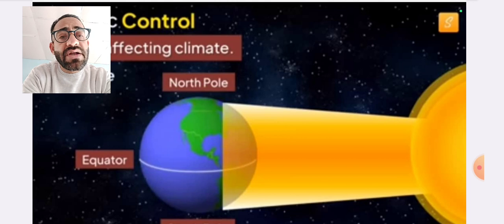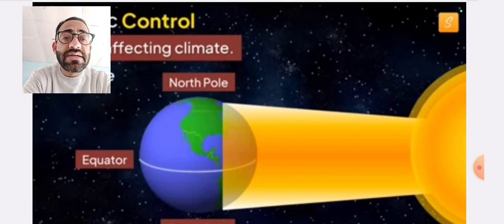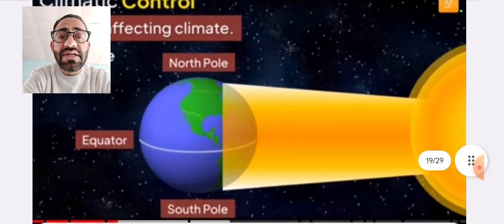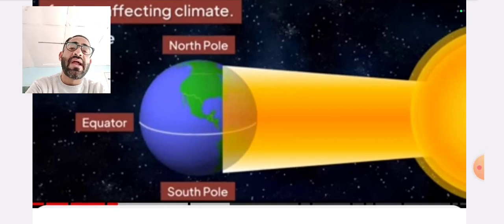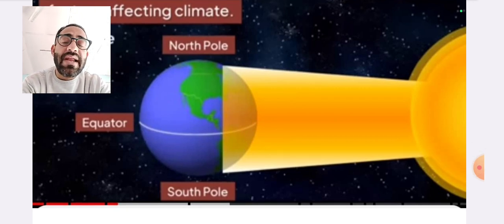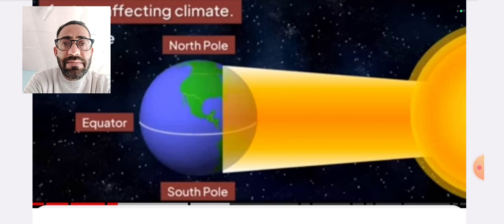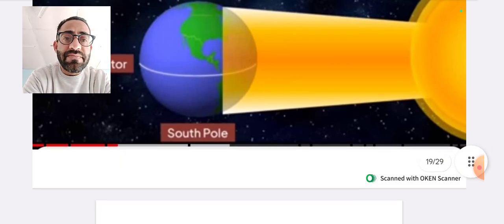Due to the curvature of the earth, the sun rays are falling straight at the equator. That is why the climatic conditions are very hot there. But as we move away from the equator towards the north and south pole, the conditions remain cold, because it is very difficult for sun rays to reach there. This is the first important factor. So the latitude of a place affects the climate of an area or a region.